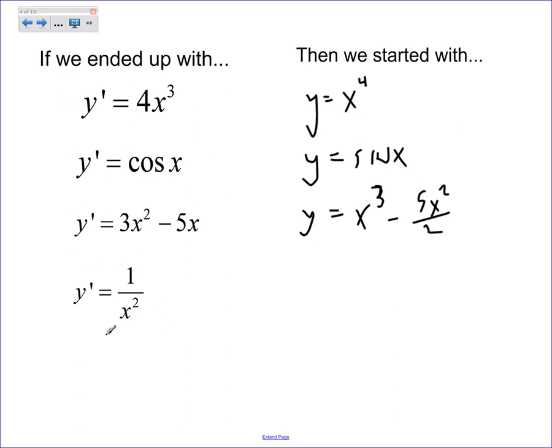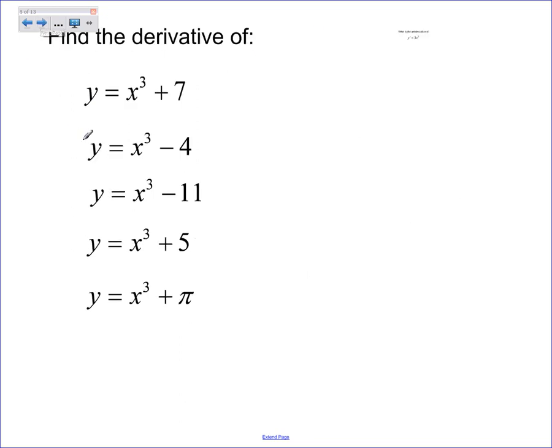If we ended up, after we took the derivative, with 1 over x squared, what did we start with? You might be thinking negative 1 over x, or at least I hope that's what you're thinking. It's negative 1 over x. So remember, 1 over x is x to the negative 1. Bring that in the front. That would become positive. X to the negative 2 would be that. So what we're doing is we're working our way backwards from the derivative back the other way. See why it's called the antiderivative? Because it's the anti of the derivative.